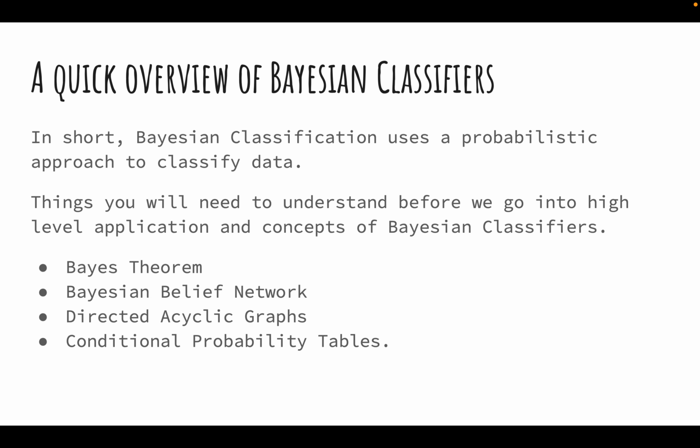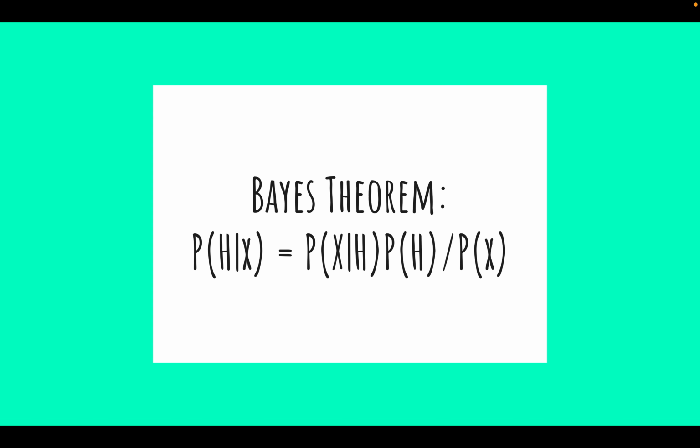And it has a lot of cool things about it that makes it good for certain scenarios and not so good for other scenarios, right? But there will be a few things you need to understand before we go into the high-level application and concepts of Bayesian classifiers. These things include Bayes' theorem, Bayesian belief networks, directed acyclic graphs, and conditional probability tables.